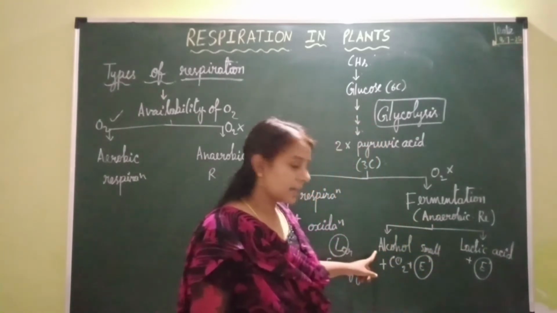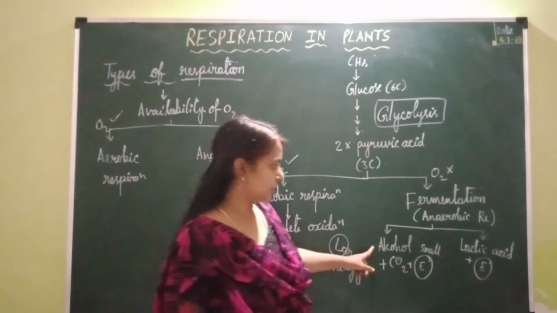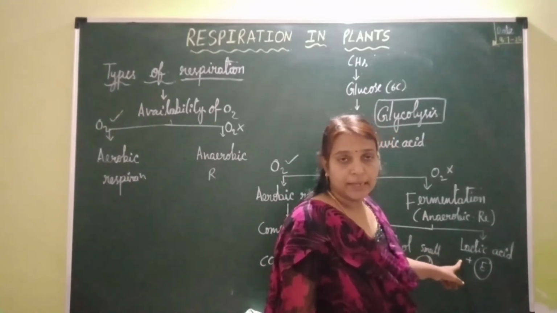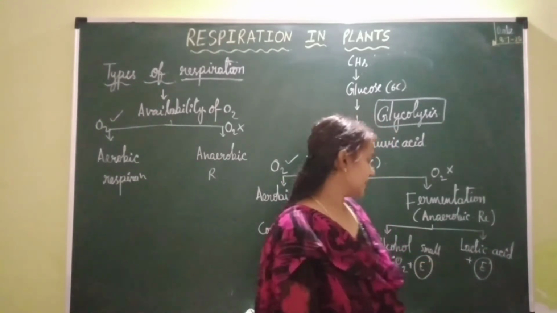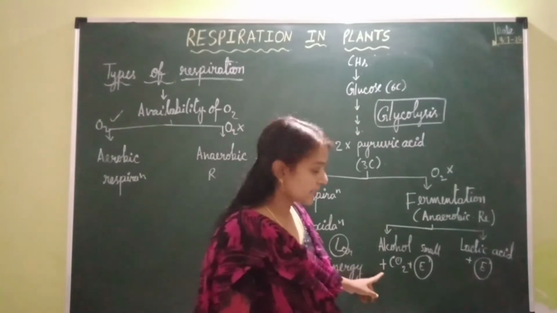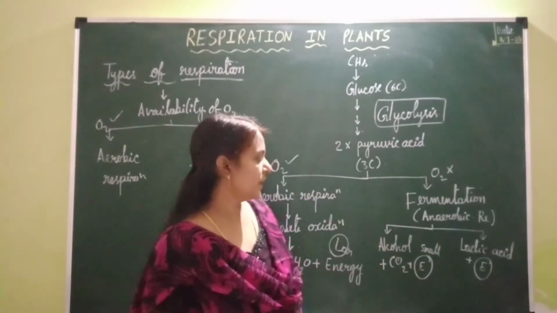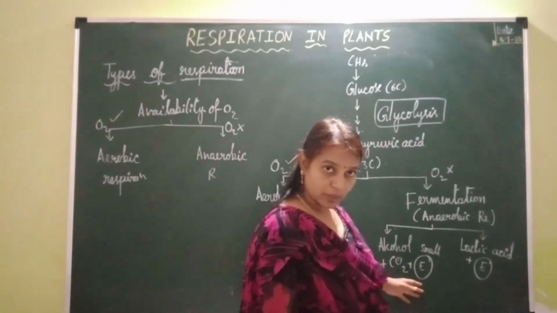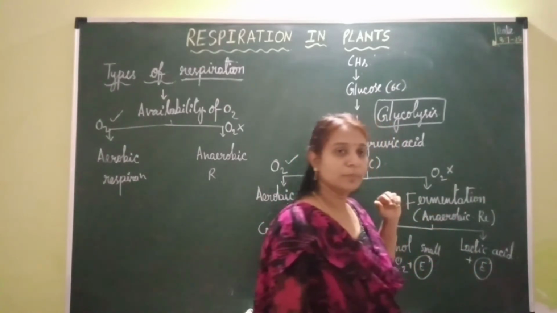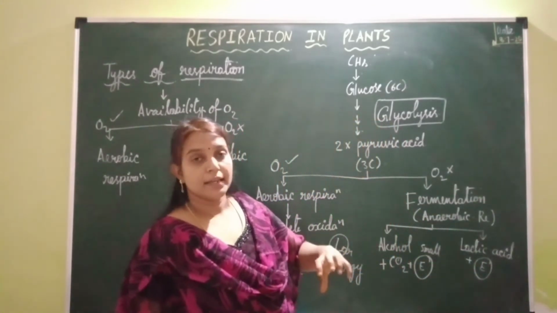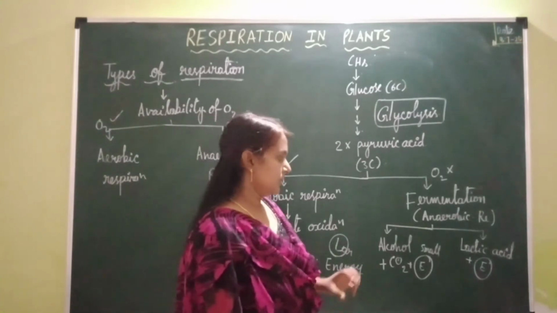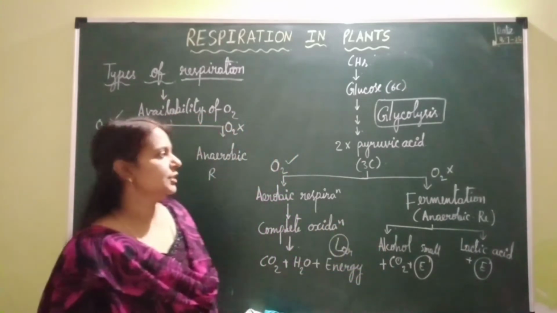If it is forming alcohol, that is called alcoholic fermentation, and if it is forming lactic acid, that is called lactic acid fermentation. So alcohol plus carbon dioxide and a very small amount of energy is released in alcoholic fermentation. In lactic acid fermentation, lactic acid and a small amount of energy is released.